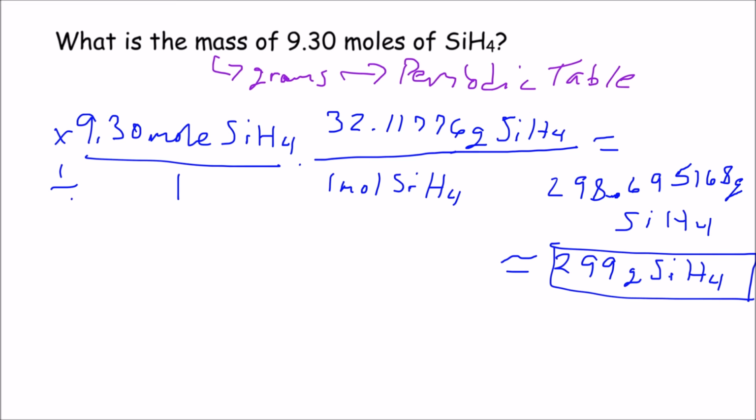So here's the answer, and then I need 3 sig figs. So I look here, we've got 1, 2, 3. Does the next one round the last one up? Yes, it does. So I end up with 299 grams of SiH4, and hopefully you got the same thing.